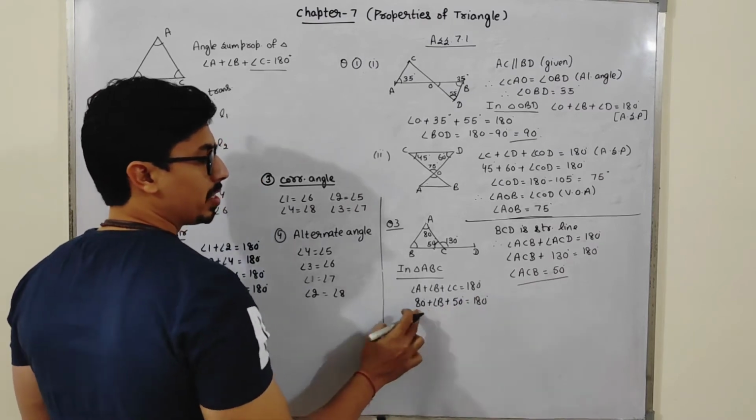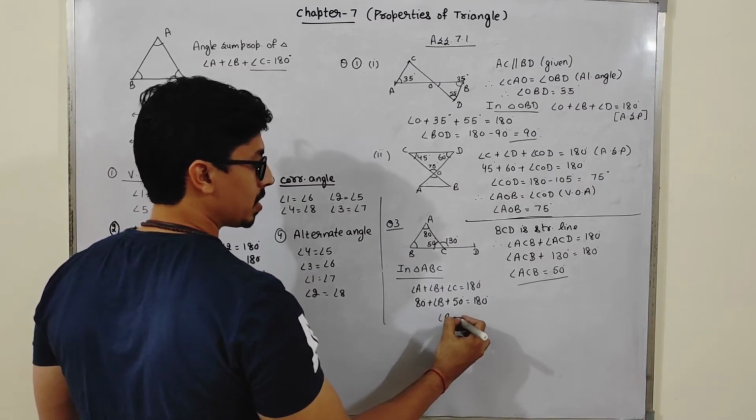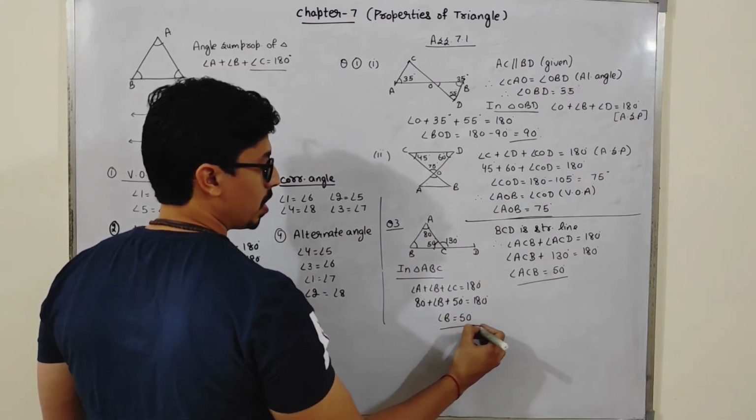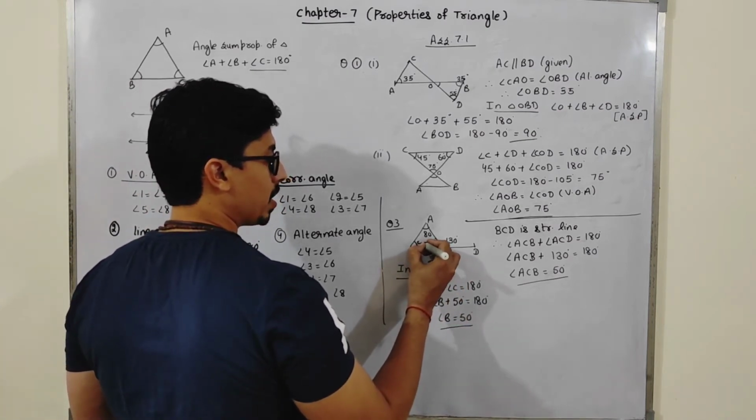So see, this will be 130, when it goes here it will be in subtraction. So angle B is 50 degree now. So angle B is 50 degree. So see, this is also 50 degree.